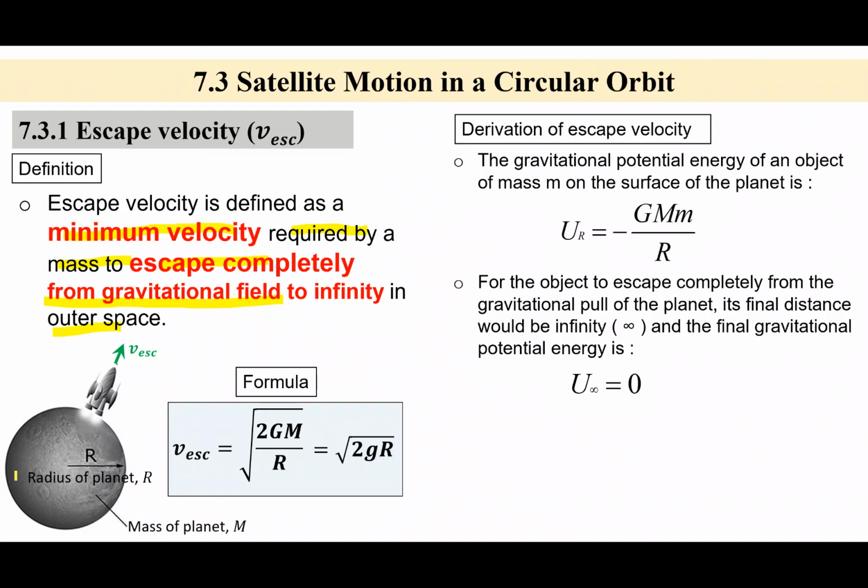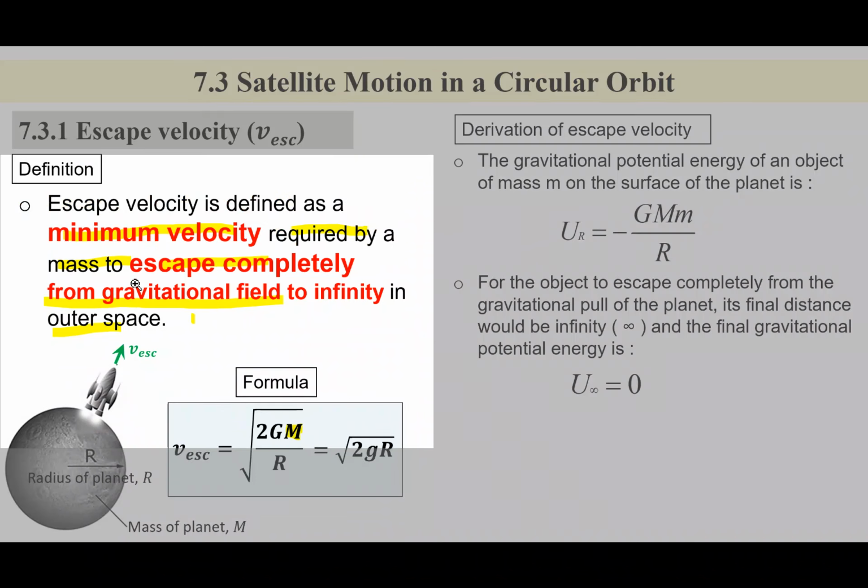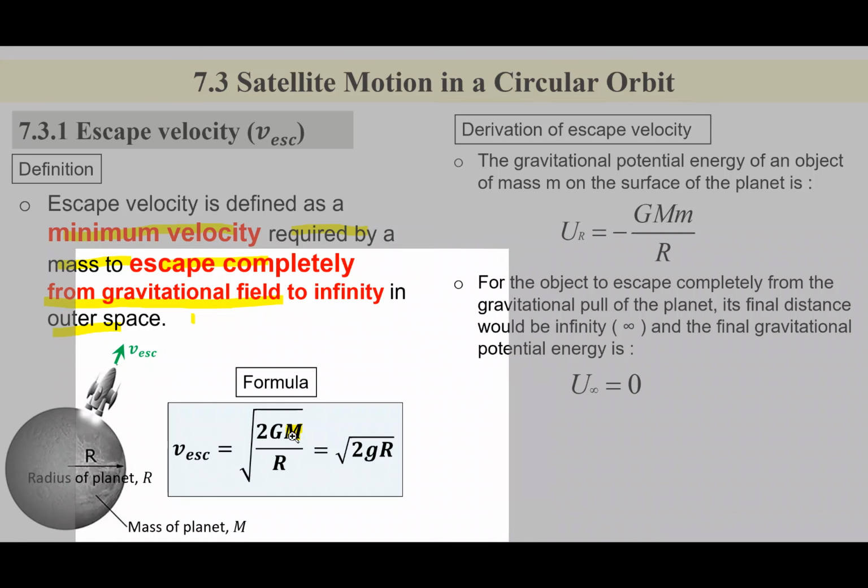So macam mana kita nak kira escape velocity tu? So V escape is equals to square root of 2GM over R. So M dekat sini adalah mass of the planet. Contohnya Muzaffar nak keluar daripada bumi, so mass dekat sini adalah refer kepada mass of the Earth lah. And then R ini adalah radius of the planet. Ingat, R besar adalah radius of the planet.